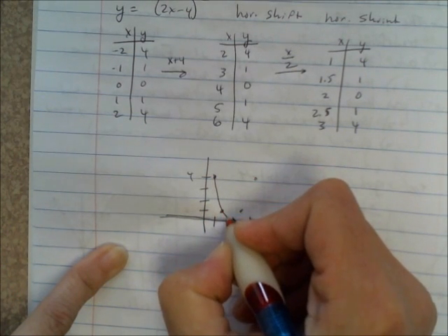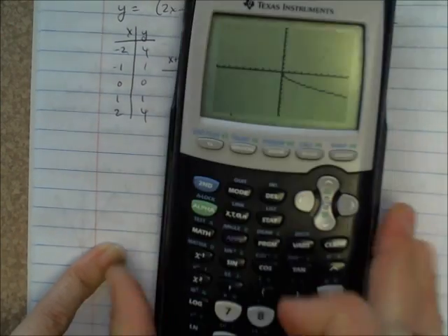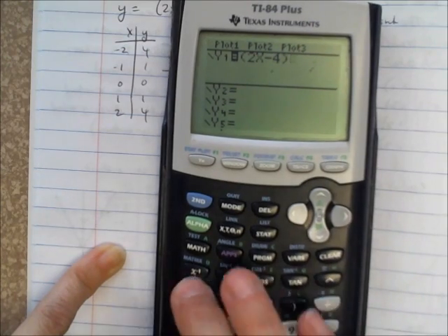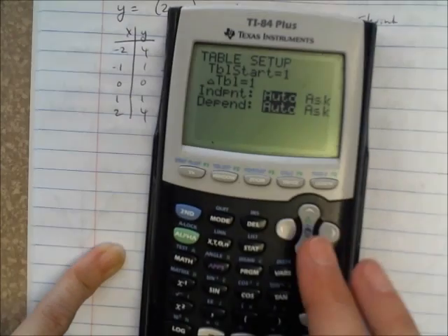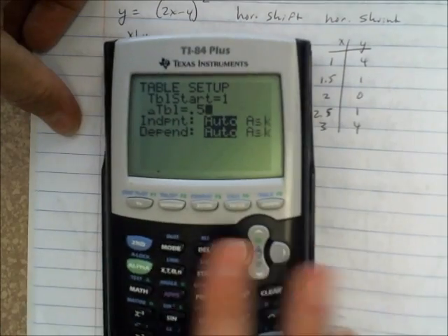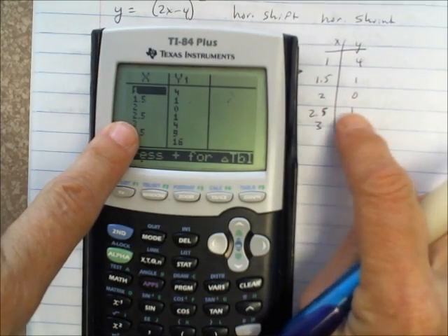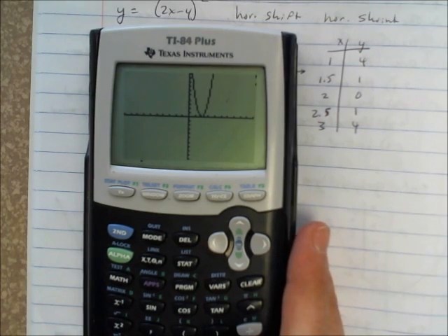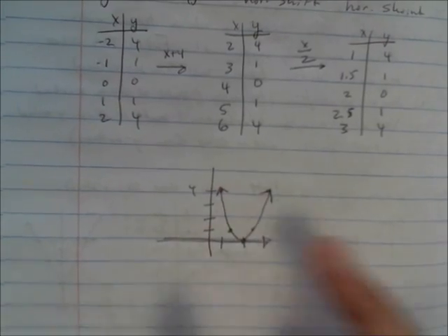So here's our beautiful quadratic function. Let's check to make sure we're okay on this. Y equals parentheses 2x minus 4 parentheses squared. And I'm going to set my table of values. I'm going to start at 1, and I'm going to go up by 0.5 because that's what my x table goes up by, just to make sure that my table of values is right. So we have 1, 4, 1.5, 1, 2, 0, 2.5, 1. So everything looks fine. And there's our beautiful shrunk horizontally. So this is a thinner graph than normal.